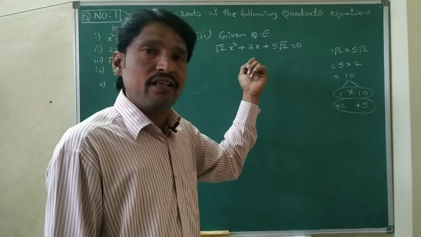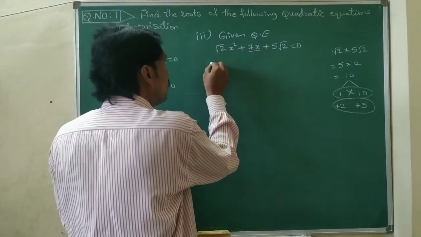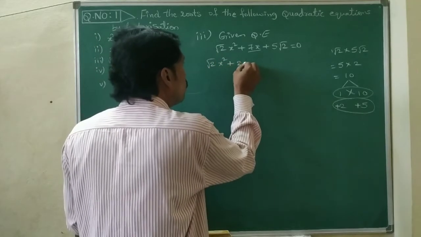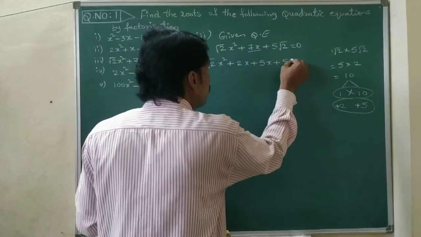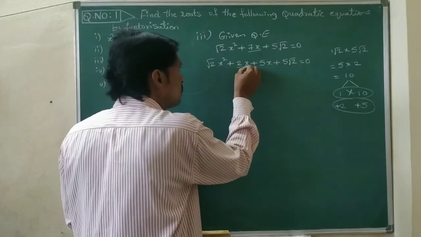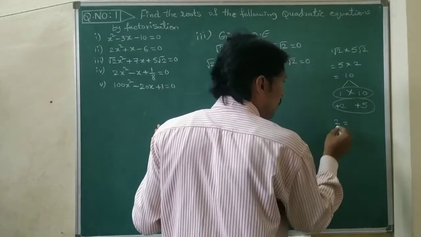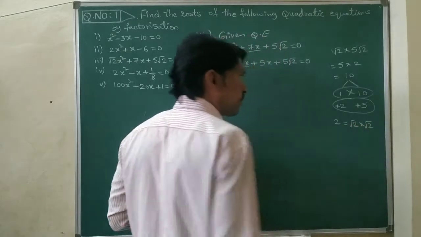Because the coefficient of x is plus. Now you can write it here. The 7x I am writing as root 2 x square plus 2x plus 5x plus 5 root 2 equal to 0. Now this root 2, just for clarification, I am doing here. 2 we can write as a combination of irrational numbers.